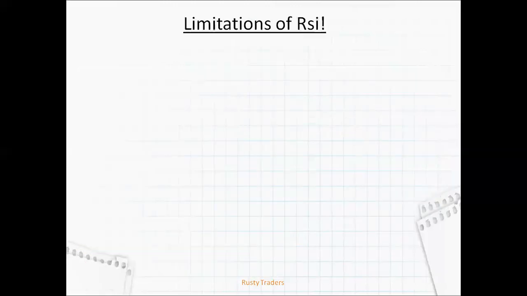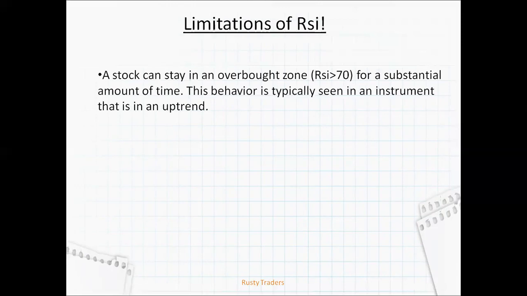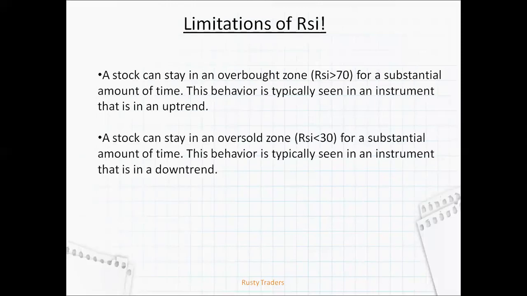Now, what are the limitations of RSI? A stock can stay in an overbought zone, which is RSI greater than 70, for a substantial amount of time. This behavior is typically seen in an instrument which is in an uptrend. Similarly, a stock can stay in an oversold zone, which is RSI less than 30, for a substantial amount of time, which is probably seen in a downtrending market.